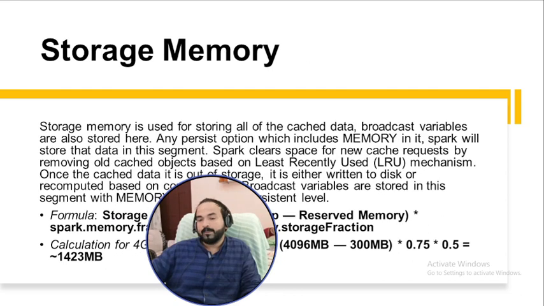So basically, in storage memory, what kind of data do we store? You know very well, when you cache or persist some data, it is stored here. Broadcast variables are also stored here. Any persist option which includes memory, Spark will store the data in this segment, and Spark clears space for new cache requests by removing old cache objects based on the least recently used mechanism. Broadcast variables are stored in this segment with memory and disk persistence.